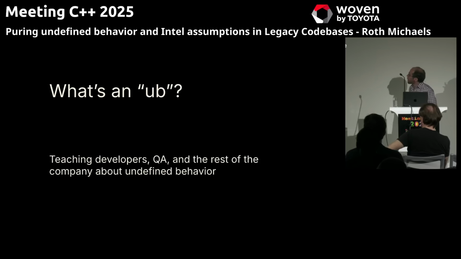And then the one that inspired me to start actually teaching the rest of the company and not just developers about undefined behavior is, at some point in Slack, I think we were discussing a bug and one of the developers might have said UB somewhere, and one of our QA engineers comes up to me and says, hey Roth, what's a UB? And we now do affectionately call them UBs sometimes. And so I explained to him what it was, and that's what inspired me to start teaching QA and the rest of the company about this.